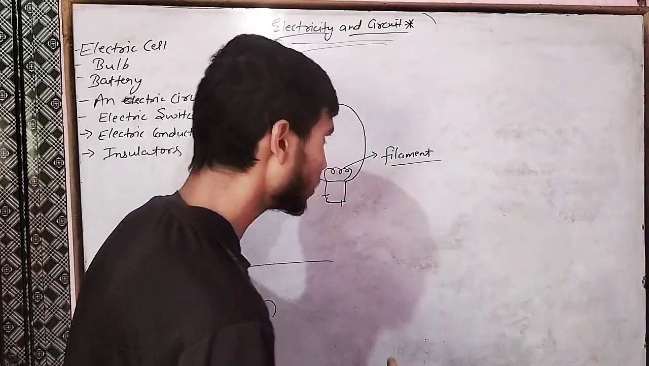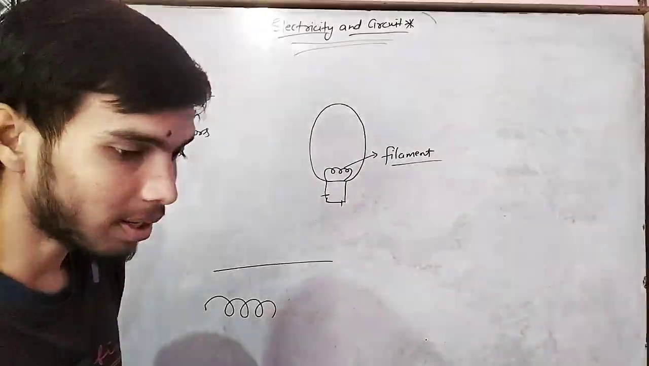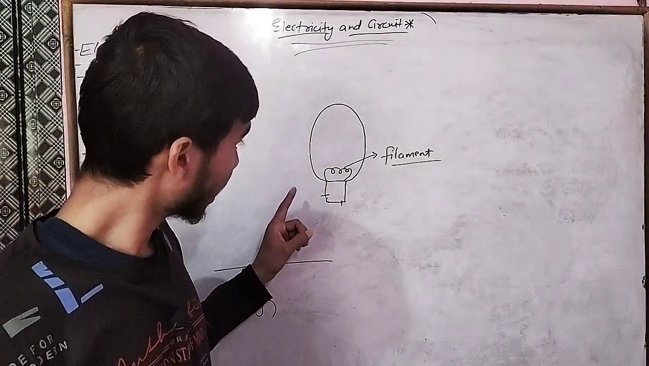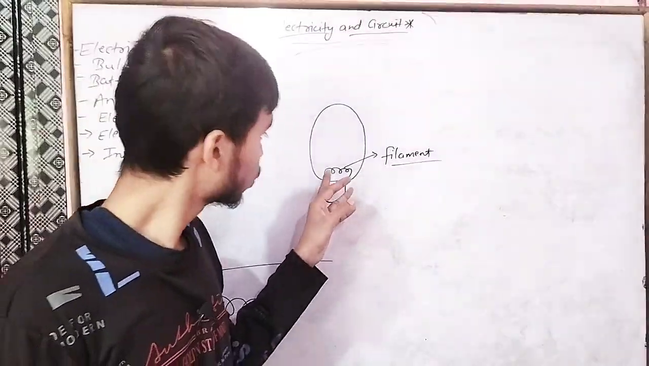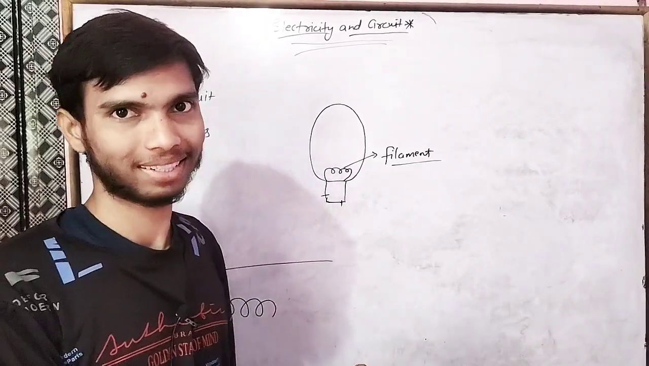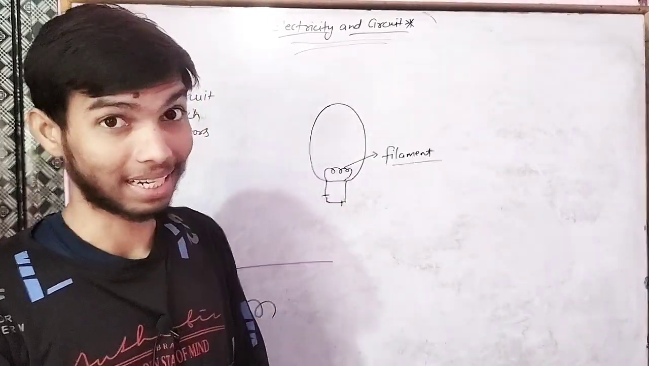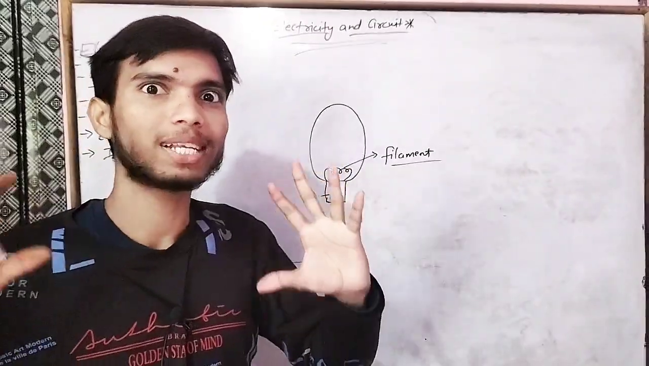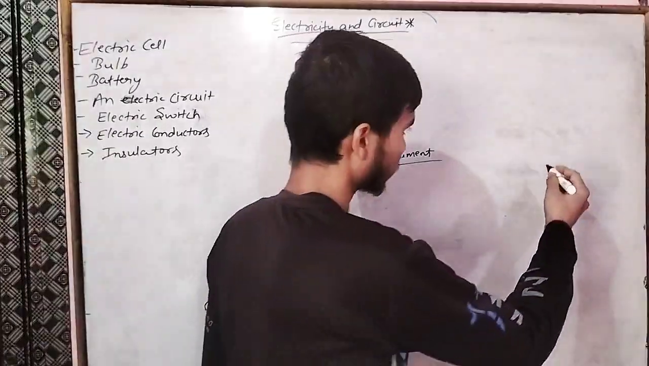Now this filament will glow up as a light. Clear? Electricity will pass through this filament wire. And sometimes we hear fuse bulb. What? Fuse bulb.